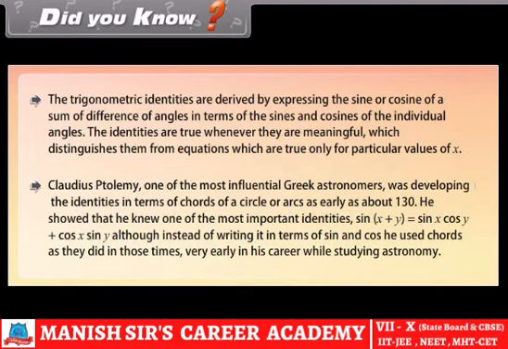He showed that he knew one of the most important identities, sin (x plus y) is equal to sin x cos y plus cos x sin y, although instead of writing it in terms of sine and cos, he used chords, as they did in those times, very early in his career while studying astronomy.